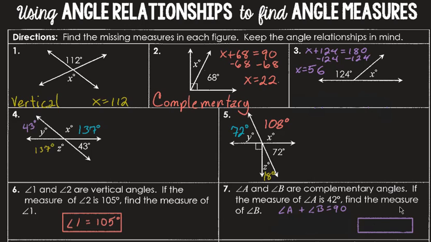So now I can substitute in for my known value. Angle A is equal to 42 degrees plus angle B equals 90 degrees. Subtract 42 from both sides. Angle B is equal to 48 degrees.